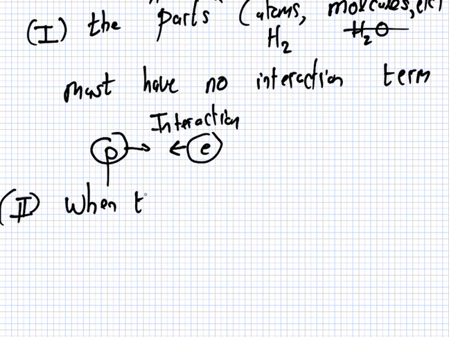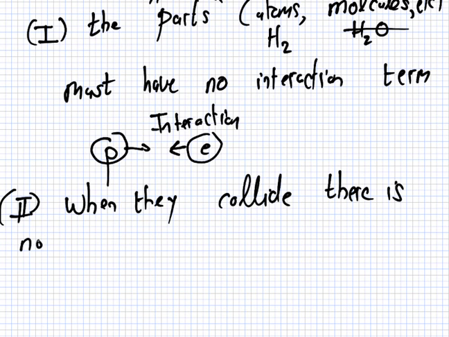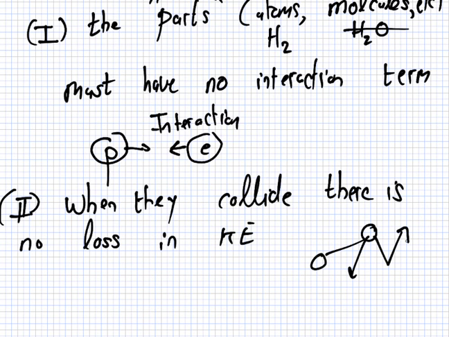And when they collide, there is no loss in kinetic energy. So the other thing is when your particles collide, there's no loss in kinetic energy. And what's this called from mechanics when you don't lose kinetic energy in a collision? Perfectly elastic. So the second assumption is that they're perfectly elastic. Is that possible?